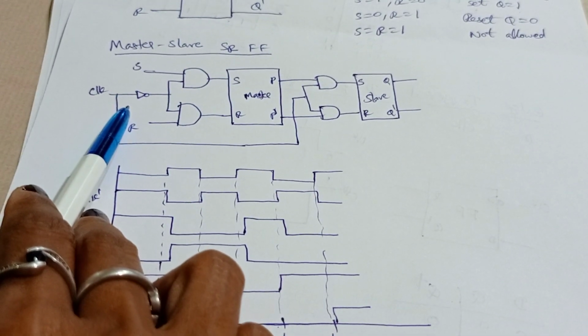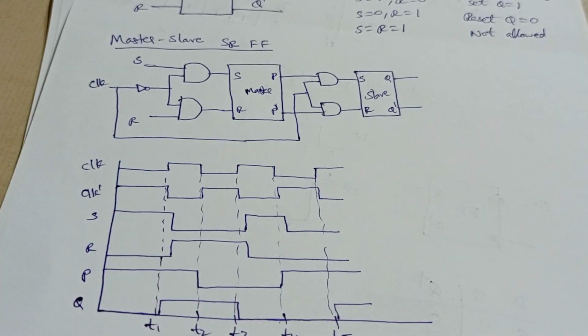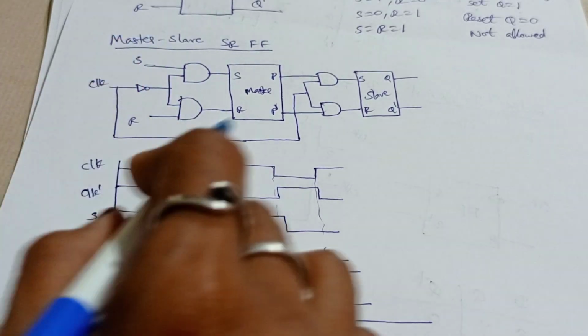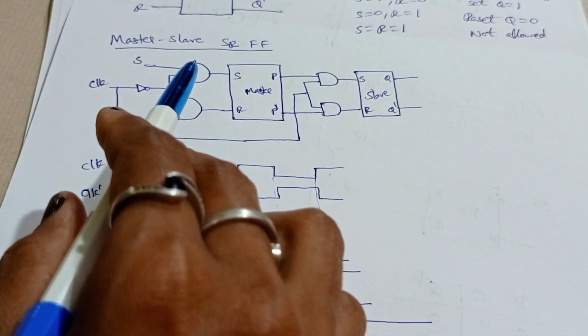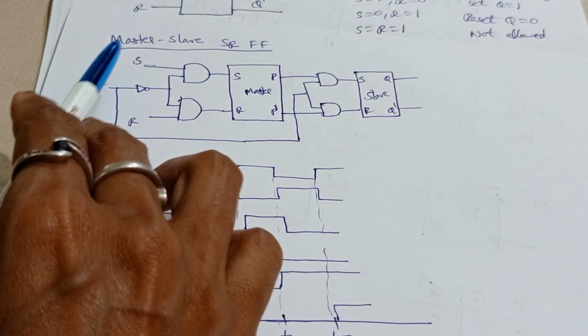This flip-flop changes state after the rising edge of the clock. That means from 0 to 1. Only then will it change the state. The circuit is often referred to as a master-slave flip-flop.